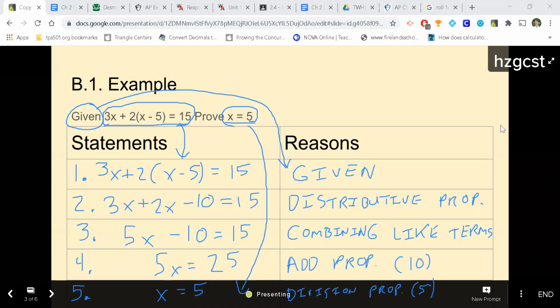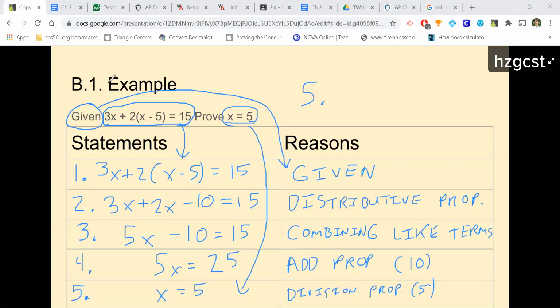Okay, hold on. If you can't see, here's what it is. Number 5 is x equals 5 because of the division property of equality by dividing by 5. That's the last line. I think that might be a zoom issue. You might have to zoom out, maybe.